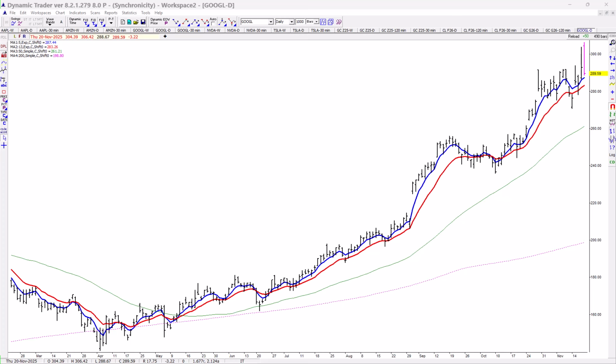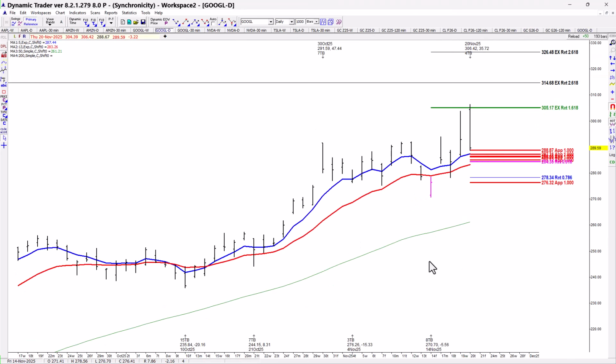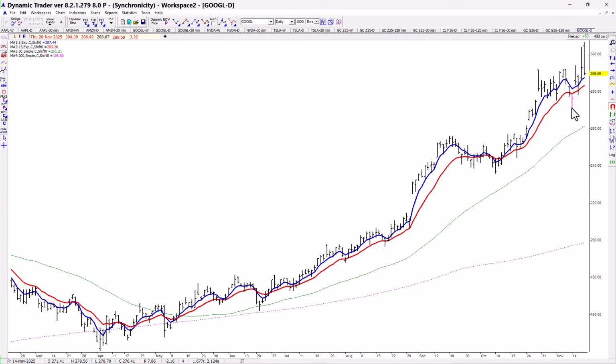In today's video, we're going to recreate a setup that I have in Google. It's already been posted on the update. That's what it looks like. Our last setup in Google was actually off of this low.